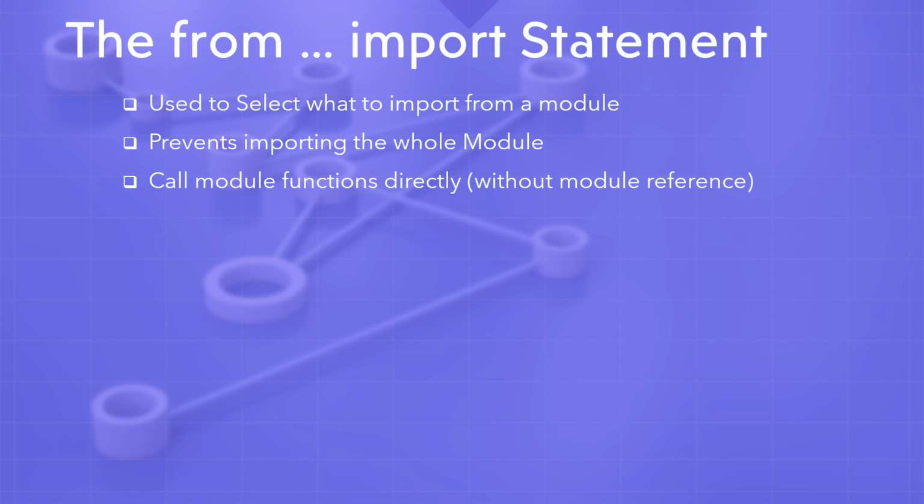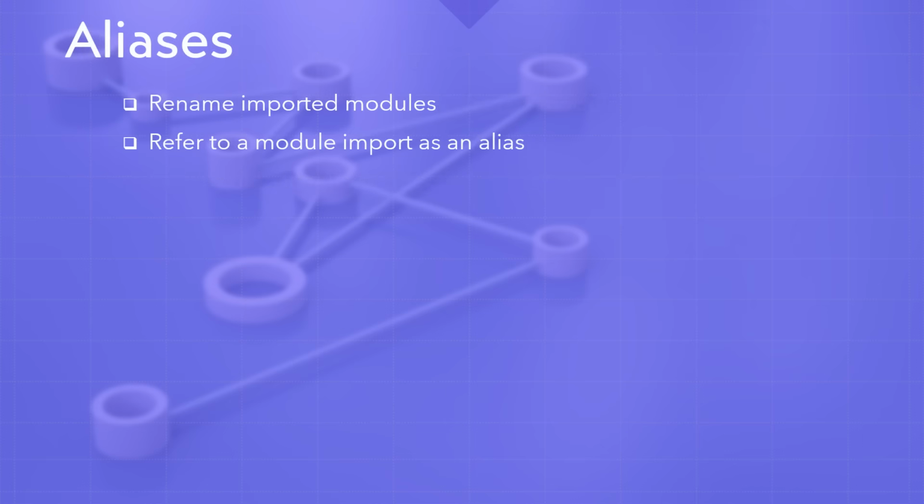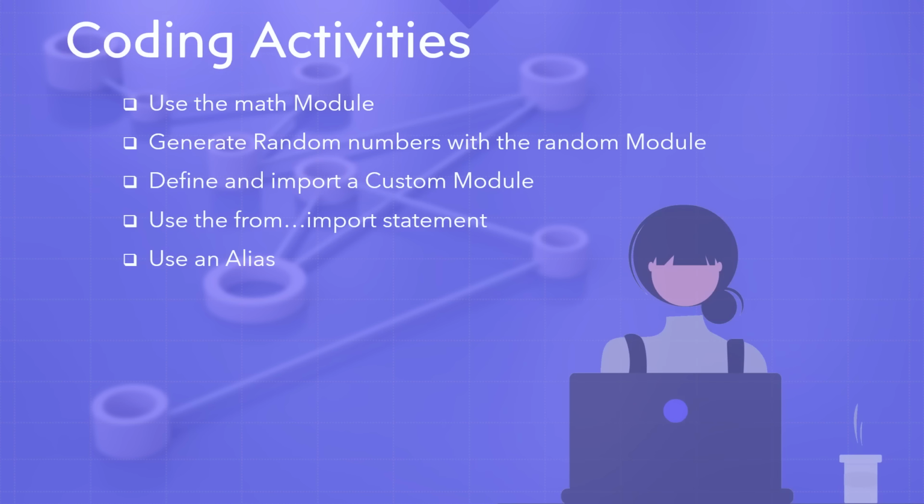This prevents importing the entire module into your program, and this also allows you to call the functions in the module directly. And aliases are used to rename imported modules. For our coding activities, we will use the math module, generate random numbers with the random module, define and import a custom module, use the from import statement, and use an alias.